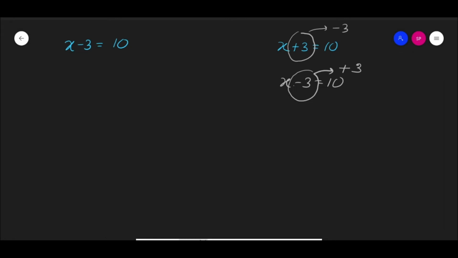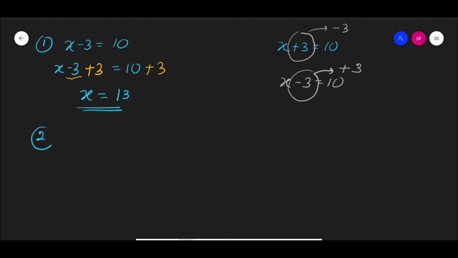Now what are you supposed to do? The inverse of minus 3 is plus 3. Put the plus 3 on both sides: x minus 3 plus 3 equals 10 plus 3. So I found that the operation with the unknown is minus 3, and the inverse of minus is addition, so I add the same value on either side. Then what is the value? x equals 10 plus 3, which is 13. This is the next example.